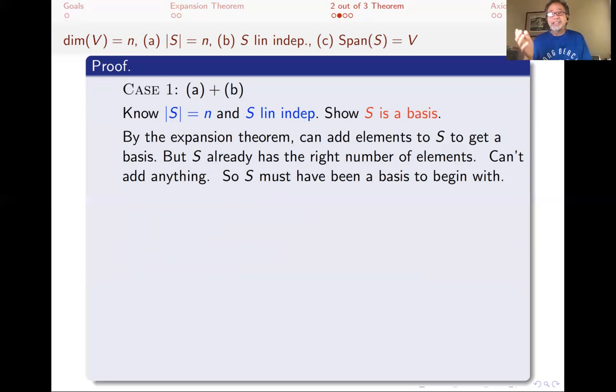So we're done. S is a basis because you can't add any, because the expansion theorem says if you have a linearly independent set, you should be able to make it into a basis. But if you can't add anything, it must have been a basis to begin with. But what if you know the size is n and it spans? Well, now you use the contraction theorem.